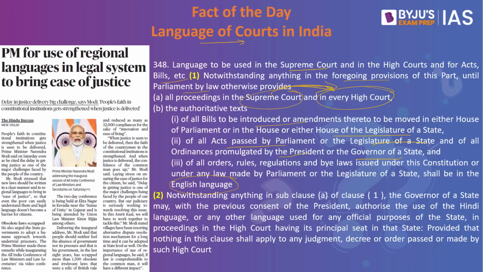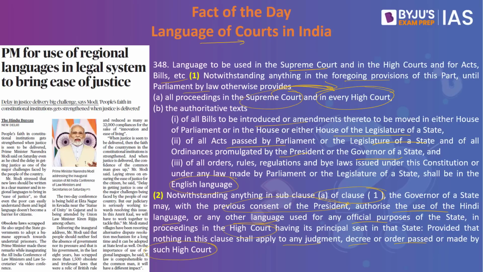Notwithstanding anything in subclause of clause 1, the governor of a state may, with the previous consent of the president, authorize the use of Hindi language or any other language used for any official purposes of the state in proceedings in the High Court having its principal seat in that state, provided that nothing in this clause shall apply to any judgment, decree or any order passed or made by such High Court. What do we mean by it?